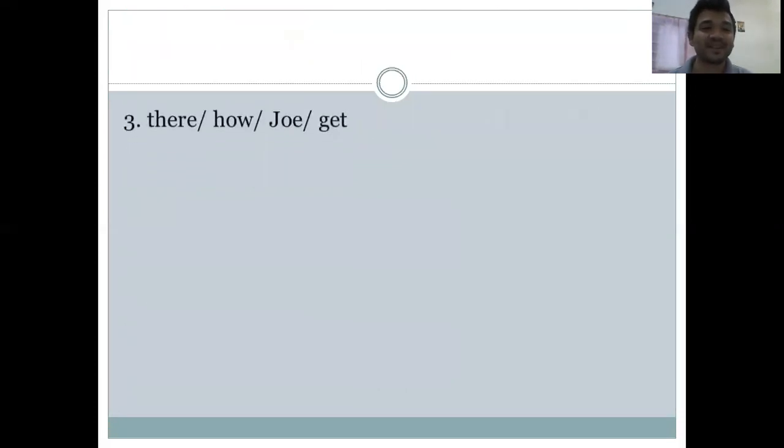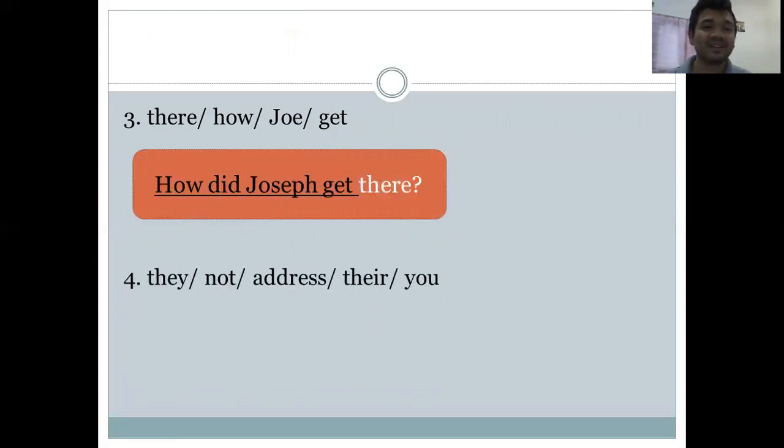Okay, next one. The words are: how, Joe, get. Now, the clue here is "how", so it means you have to formulate a WH question. I'll give you 5 seconds to formulate your WH question here in simple past form. So you could say, how did Joe or Joseph get there? Okay, so how did Joe or Joseph get there?